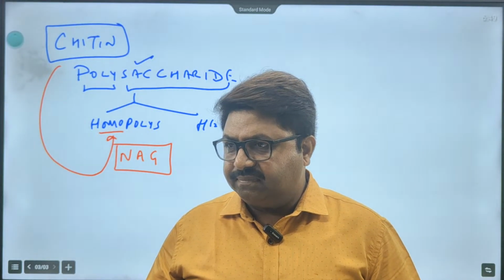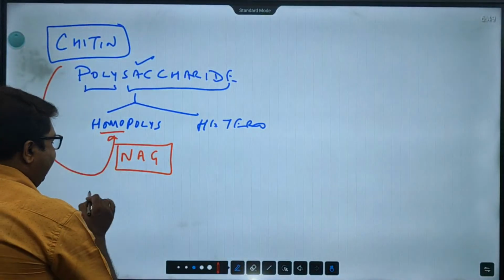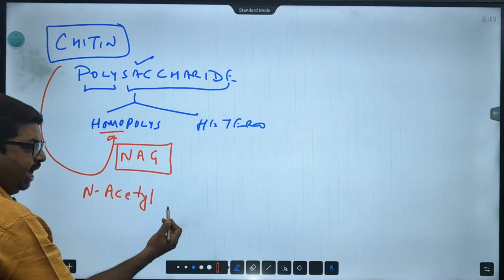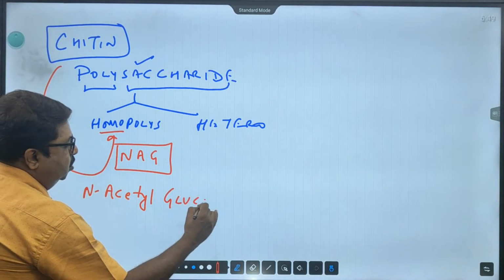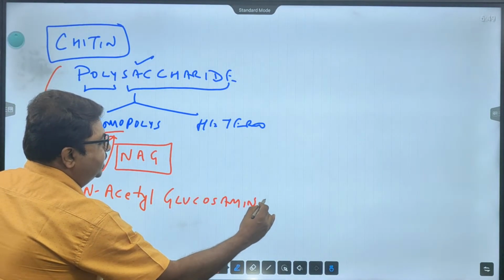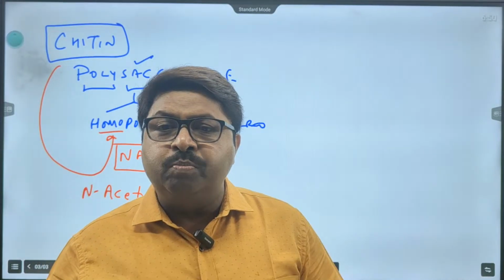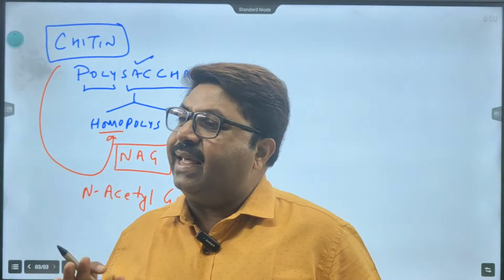Gracie, is this clear? Yeah. So N-acetyl is very, very important. Chitin is made up of many units of NAG, N-acetyl glucosamine. So what is special about all arthropods? They have a chitinous exoskeleton. They have chitin as their exoskeleton.